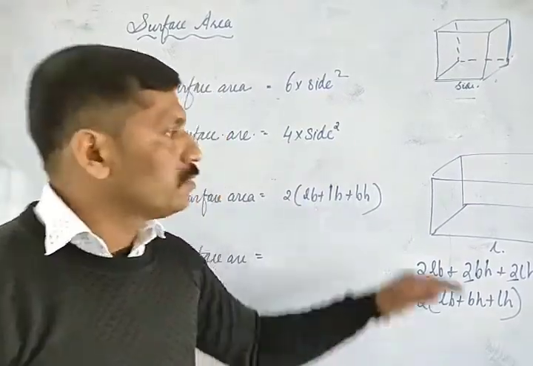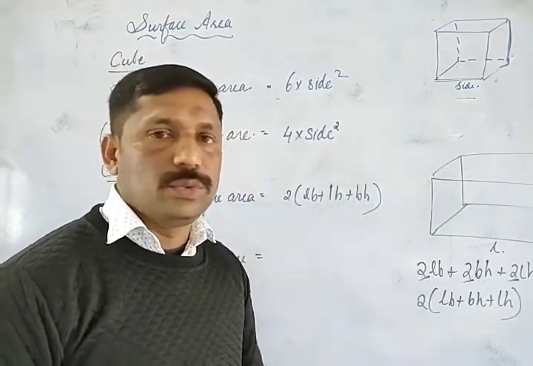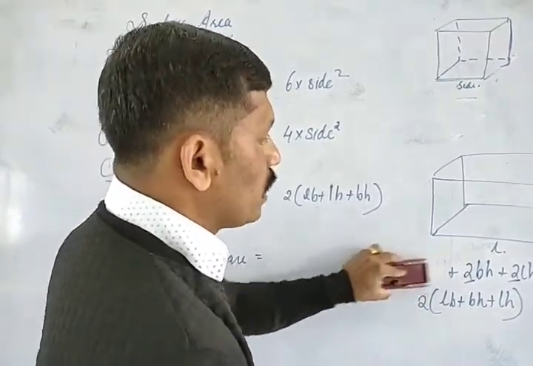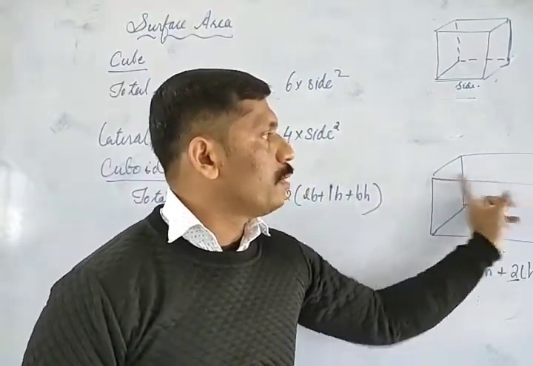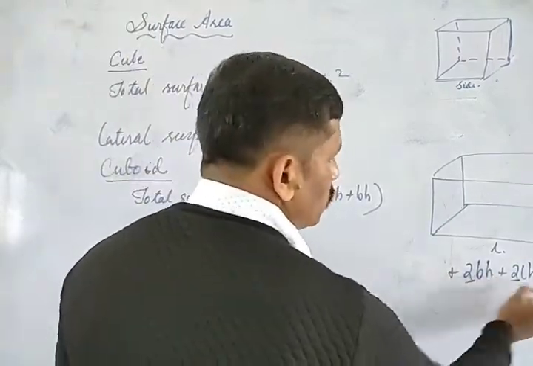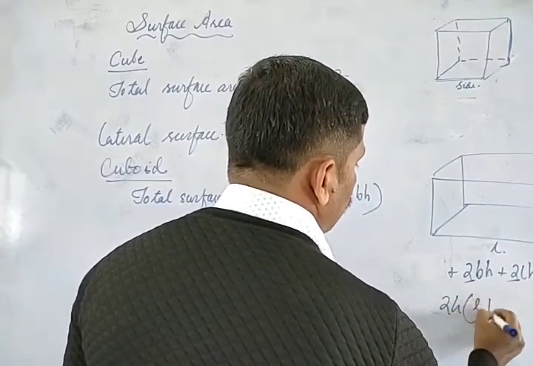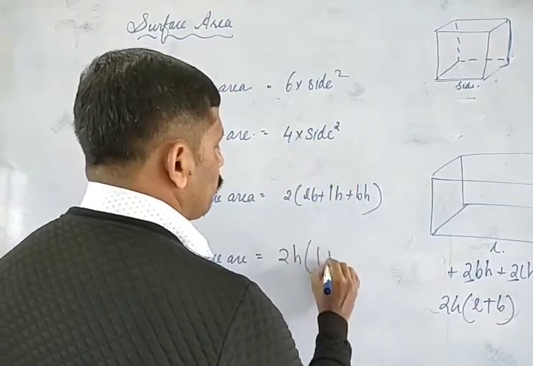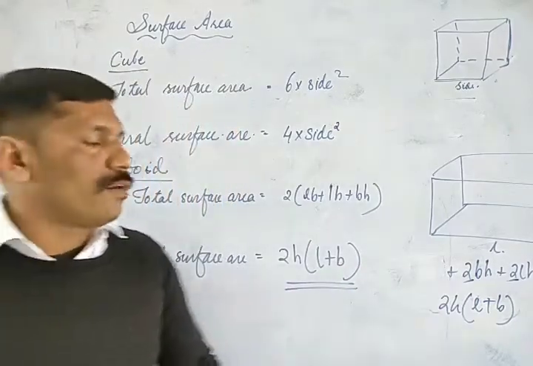Lateral surface area means we avoid upside. That means 2 length into breadth, 2 LB, we avoid. This part we avoid, remaining only 2 LB means downside is length into breadth and upside also length into breadth. 2 LB we avoid, so it is 2 BH plus 2 LH. 2 is common and H also common, 2H into L plus B. That's the lateral surface area of a cuboid. 2H into L plus B is the lateral surface area of a cuboid.